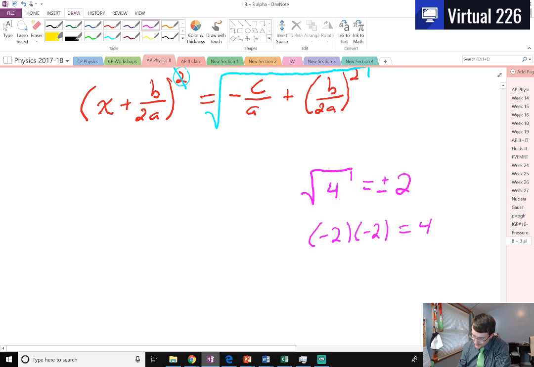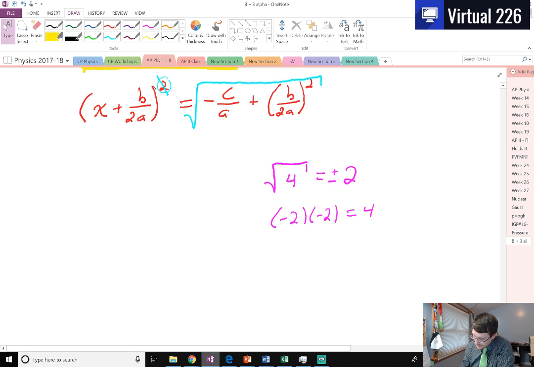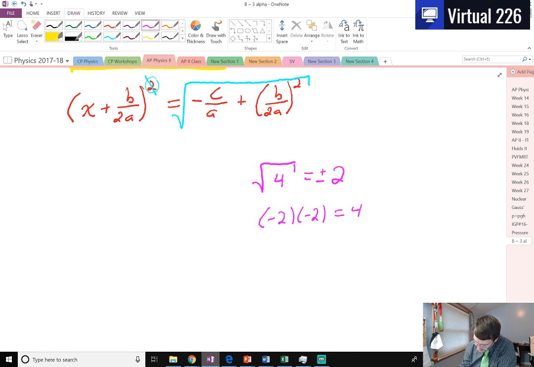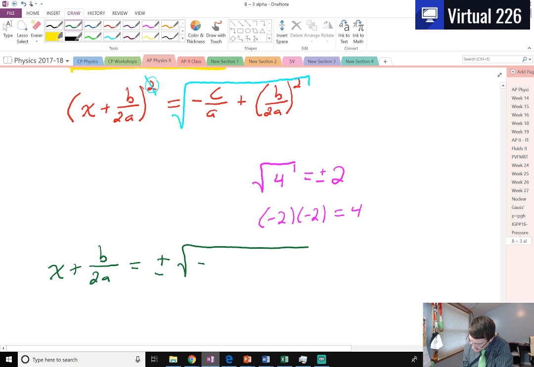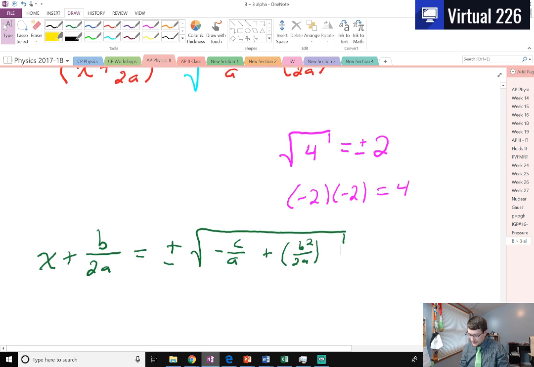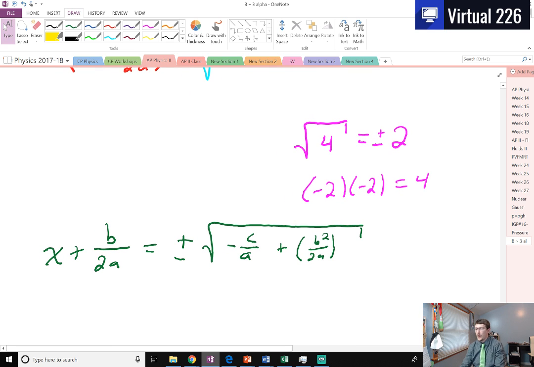So with that, I can take the equation in red and write it in a new color as x plus b over 2a equals plus or minus the square root of negative c over a plus the quantity b over 2a squared. That's what I'm looking at. And hopefully now, as we start to look at this, we start seeing where some of these quadratic terms are coming from. I've got this negative c, I've got the b squared, I've got the plus or minus. Okay, we're getting there.